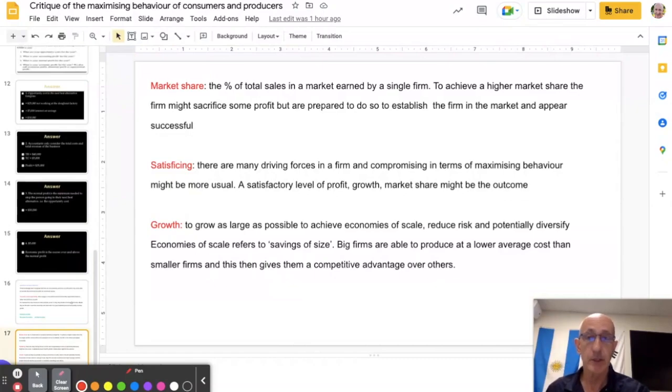Firms may consider market share to be crucial, that they establish a higher percentage of market share, maybe foregoing some profits in order to do that. Satisficing behaviour is where firms aim for a satisfactory level of growth or profit. They're not pushing themselves to the limit to maximise all the time, but a satisfactory level of profit is fine. Or they just want to achieve growth, economies of scale, establish themselves as a company, which could be the final objective that they have.